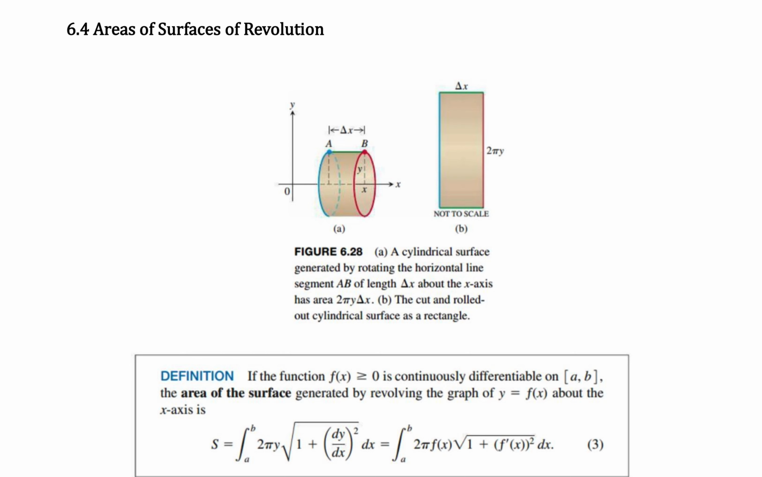So we continue in chapter 6. We're now at section 6.4, which is areas of surfaces of revolution. So the idea of surface area.